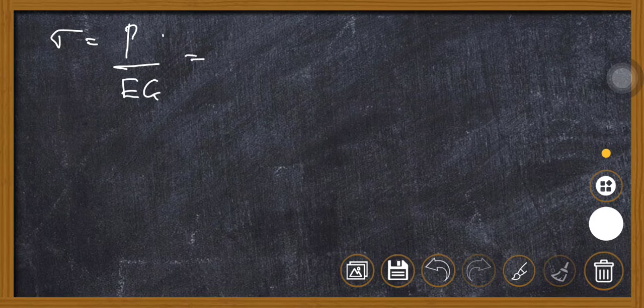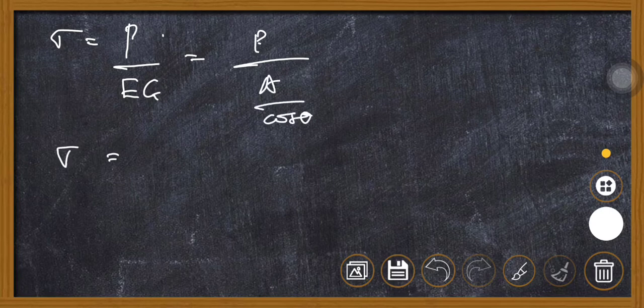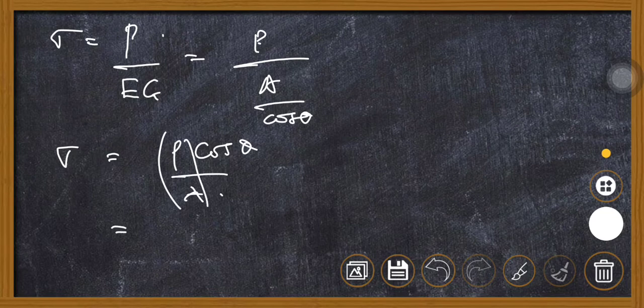Now, my force is P, all over area EG, which is equal to A over cos theta. So from there, the stress acting on it will be equal to P cos theta all over A. Since P over A is equal to stress, now I'll be having stress cos theta. What I want you to understand from what I just got here is that the stress we got is only acting along the x-axis.